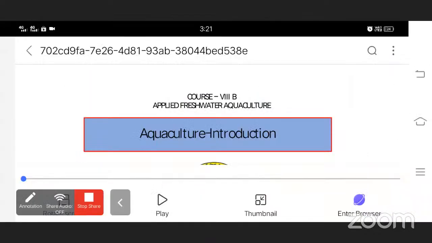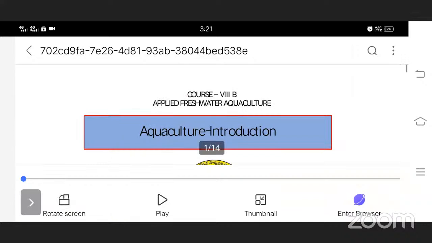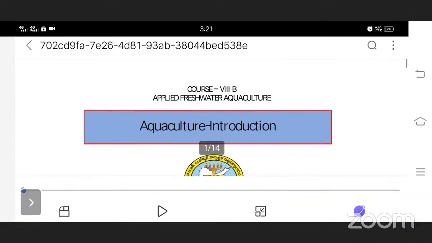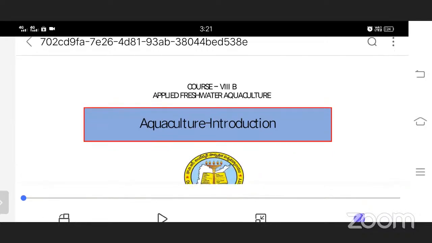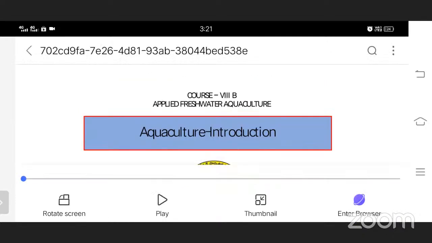Yes, this is today our topic, aquaculture. Applied freshwater aquaculture, only focusing on the core paper, course 8B paper. This belongs to your syllabus, applied freshwater aquaculture. So we are only focused on a particular streamline, that is freshwater aquaculture.